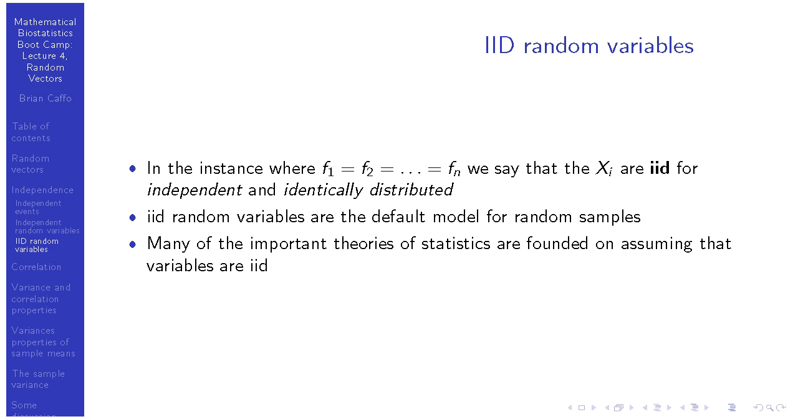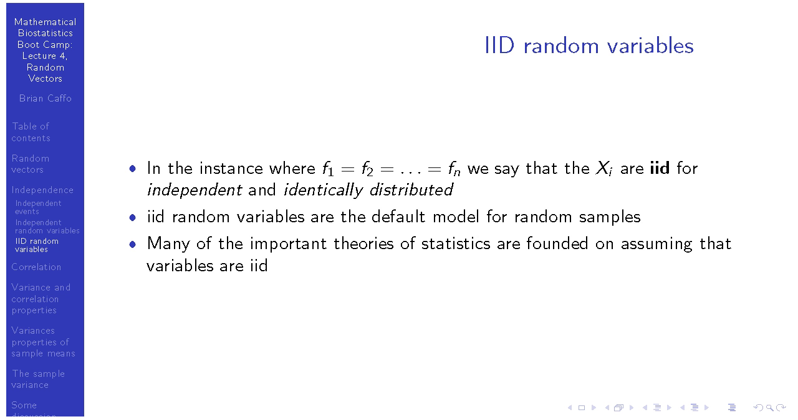IID samples are very important in the subject of statistics. And the reason for that is because IID random variables are a basic kind of default model for random samples. If you have a collection of things that are, in essence, we believe exchangeable, then we treat them as if they are IID. And many of the important theories of statistics are founded on the assumption that variables are IID.